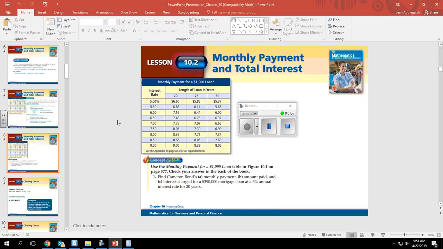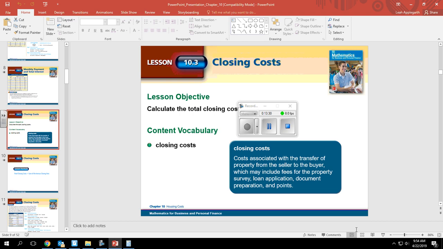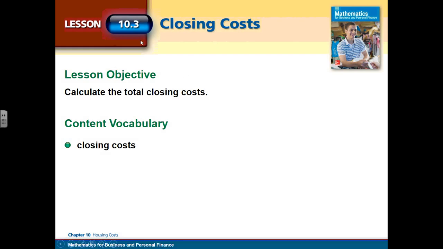All right, so the last section in this section of notes is 10.3. And 10.3 is closing costs. So we are going to calculate the total closing costs. And in fact, we're going to add those to our loan amount. We're going to roll the closing costs into the amount we have to pay for our loan.